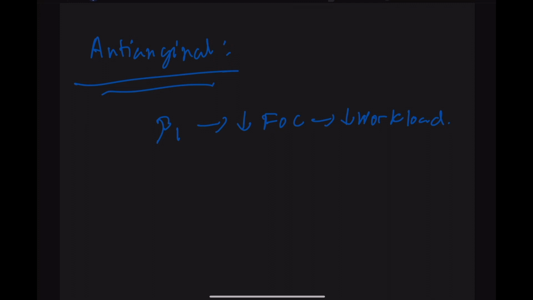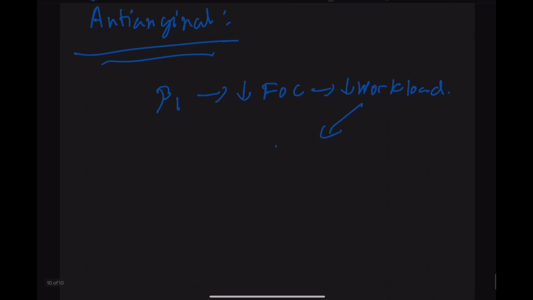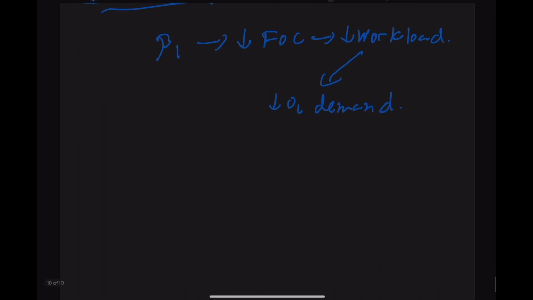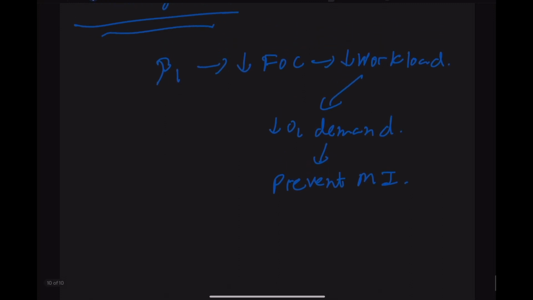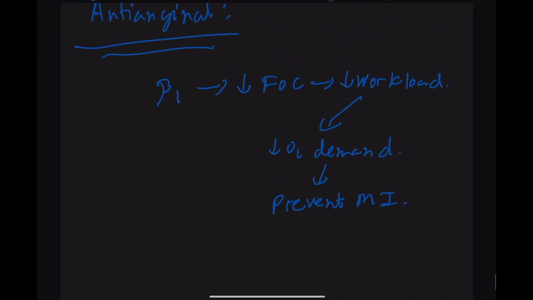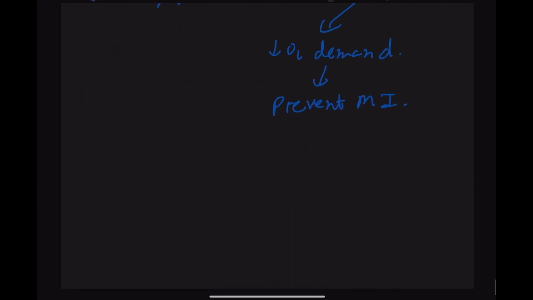by decreasing the workload, it will decrease the oxygen demand of the heart. So when the oxygen demand is decreased, it prevents myocardial infarction. So in angina, we can use the beta adrenergic antagonist to prevent the myocardial infarction and further worsening of the angina.